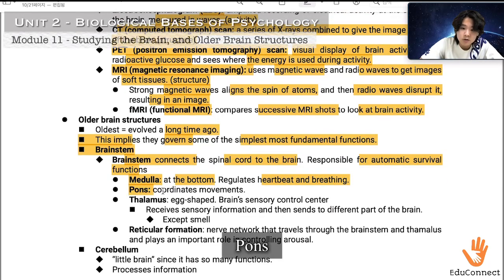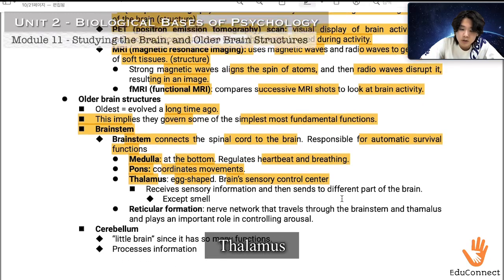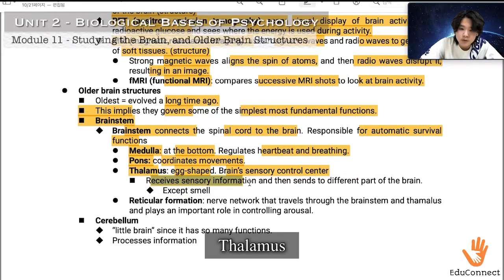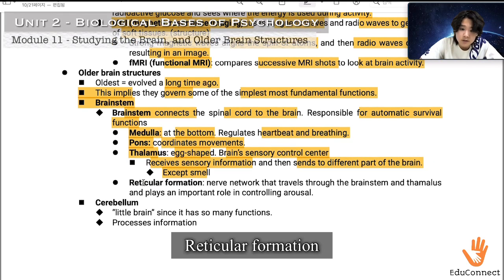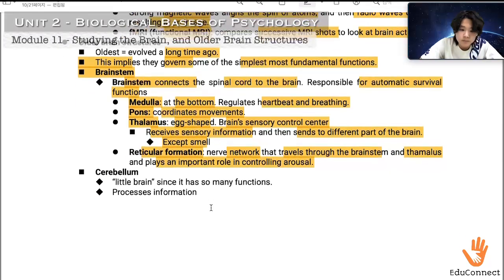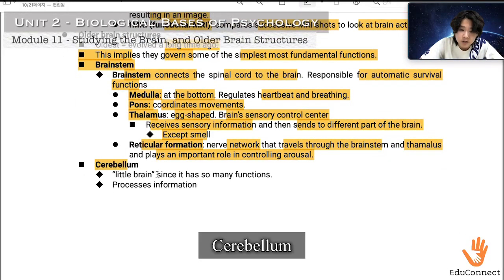The pons coordinates movements. And the thalamus is egg-shaped, and it is the brain's sensory control center. It receives sensory information and then sends it to different parts of the brain, except smell. And the reticular formation is a nerve network that travels through the brainstem and thalamus and plays an important role in controlling arousal. The cerebellum is a little brain since it has so many functions. It also processes information.